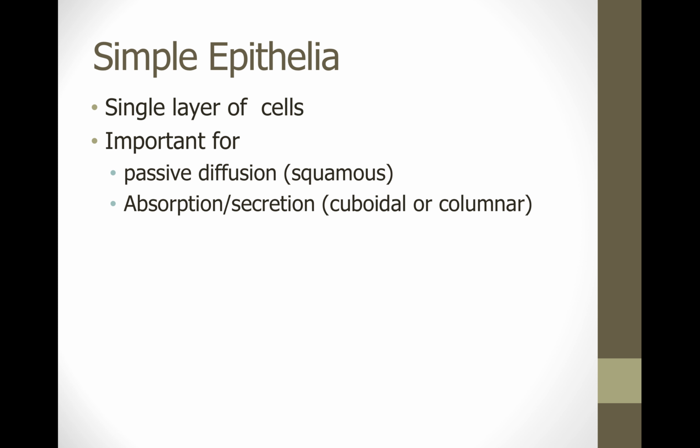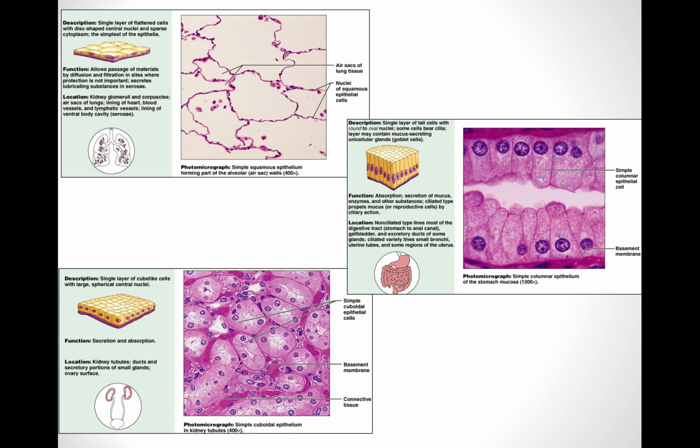Here is where we discuss the concept of simple epithelia, so single layers of cells. There are a couple of main functions associated with them. For squamous cells, the easiest way to describe them is diffusion. And for cuboidal or columnar cells, the two main functions are absorption and/or secretion. Let's take a look at these tissues under the microscope.